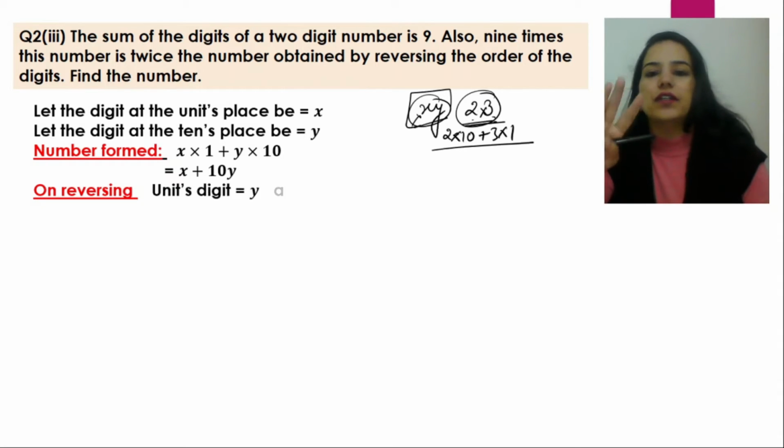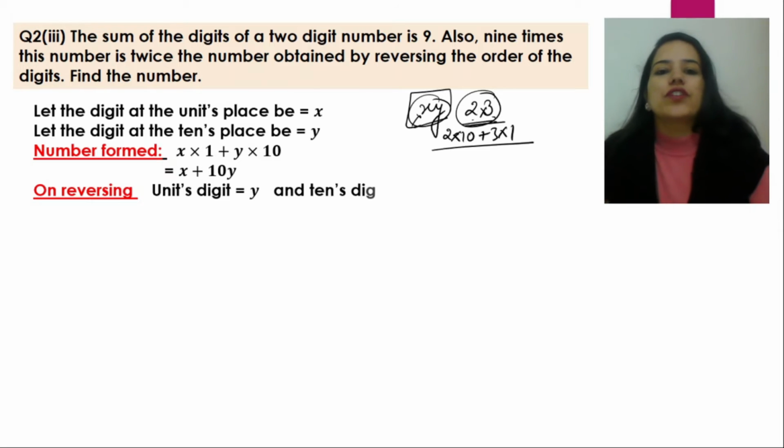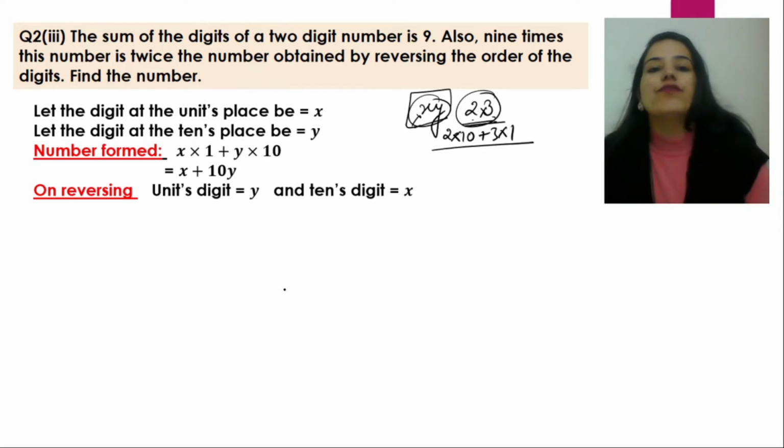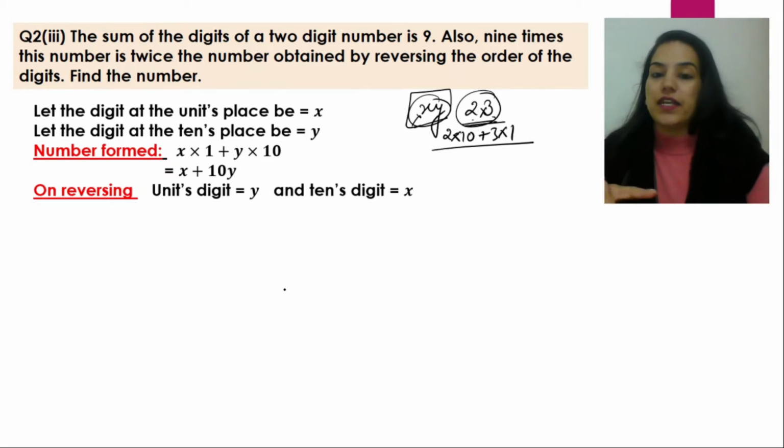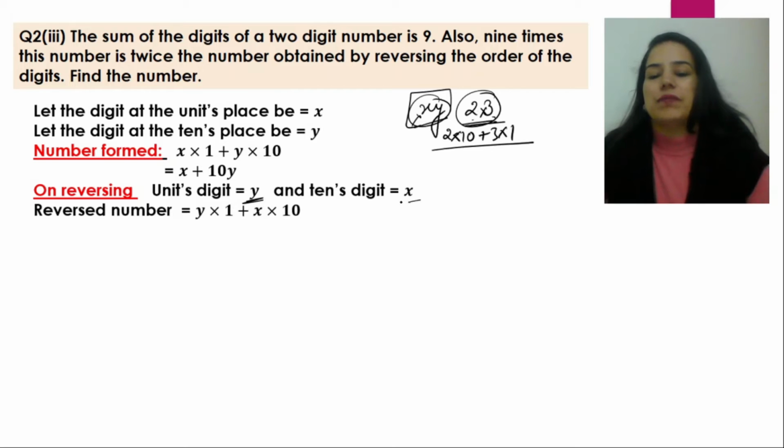Whatever you had taken earlier will be interchanged now. So unit digit becomes y, tens digit becomes x. Now what you will do? Again form the number, face value multiplied by the place value. So y will be multiplied by 1 and x will be multiplied by 10. So y into 1 plus x into 10. So you get y plus 10x. So now you've got the two numbers.